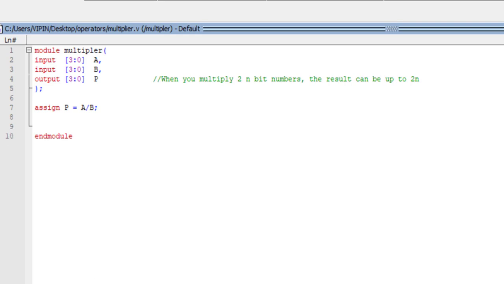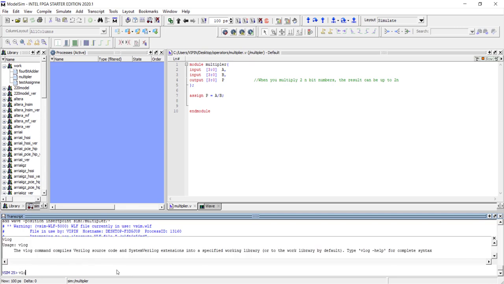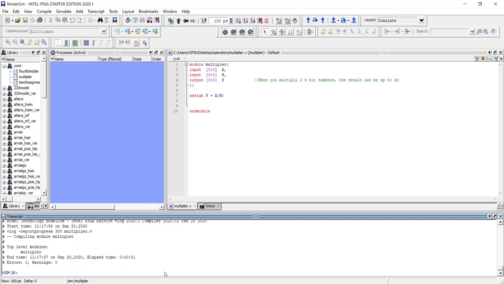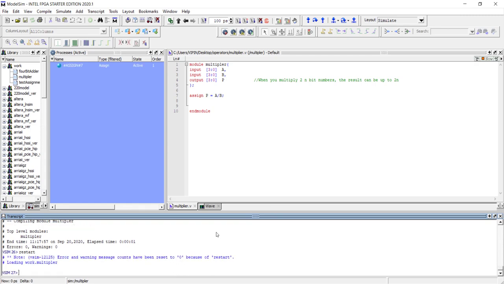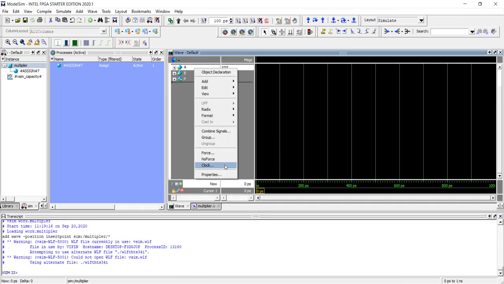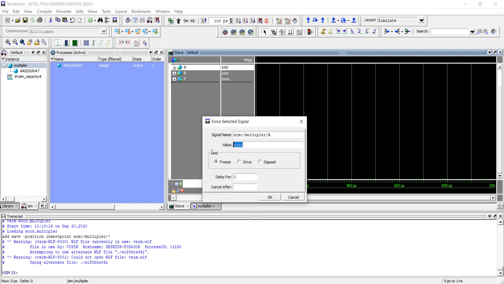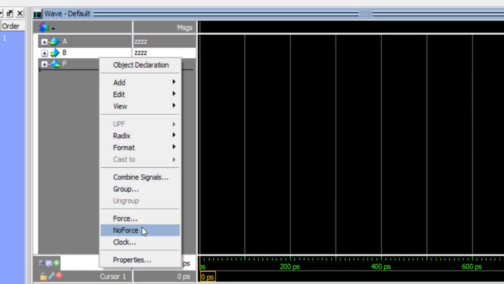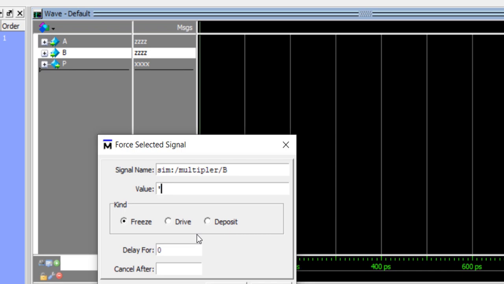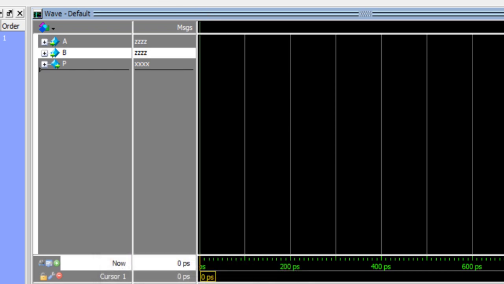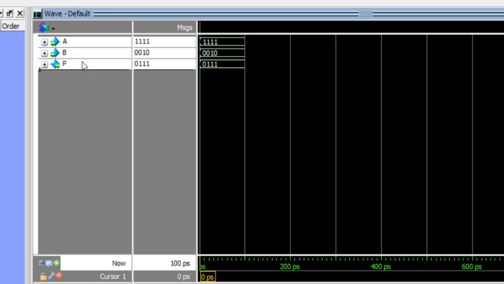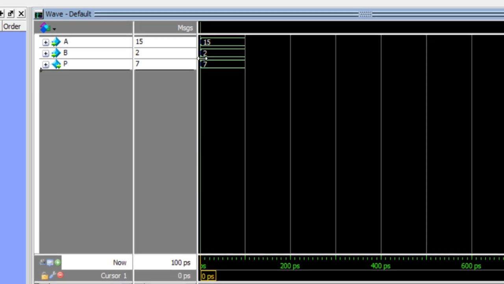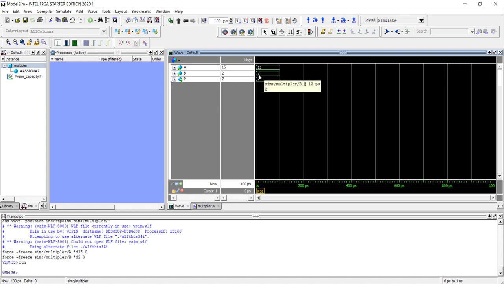So the output width can be the same as the input width. If you run this, we need to recompile. So if I give A's value as, say, 15, D15, and B as, let's say, 2, D2, and when we run it, you'll see this is the output. Let's see, unsigned. So 15 divided by 2, it will just say 7. So this is more like our integer division. You will get only the integer part.